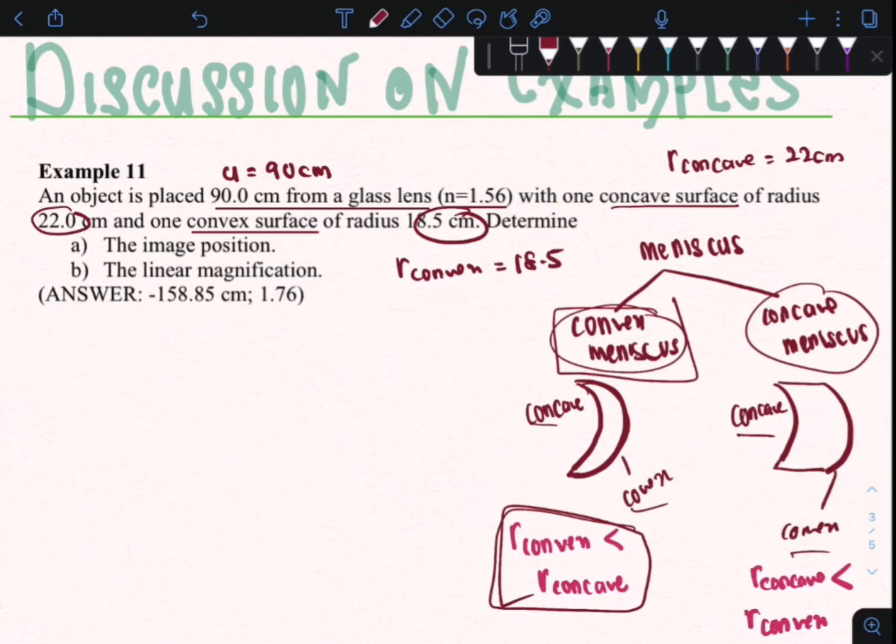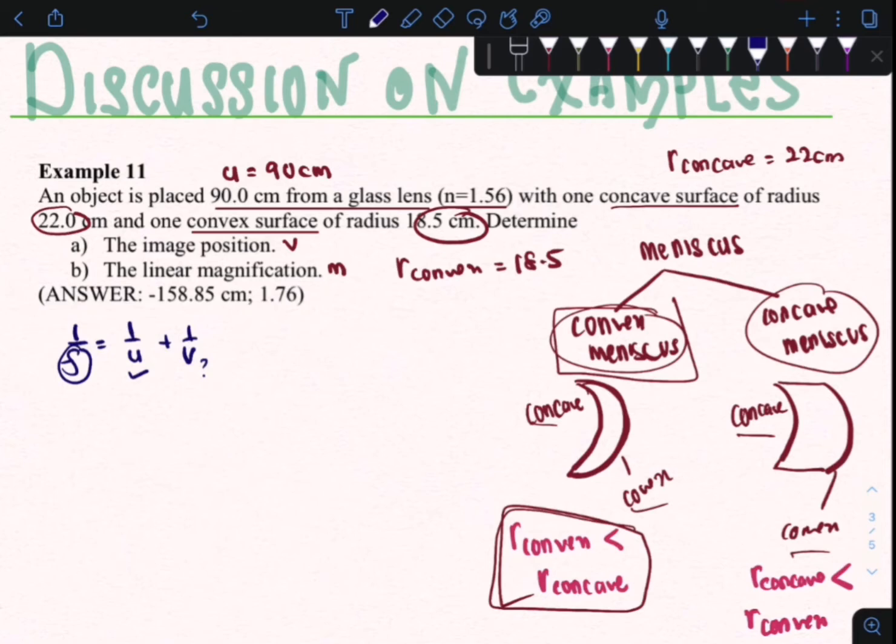Next we are going to find what the question asks us to find, which is the image position V and the linear magnification M. To find the image position, we're going to use the lens equation: 1 over F is equal to 1 over V plus 1 over U. We have information on U, we are looking for V, and we do not have any information on F. However, we can find the focal length here.